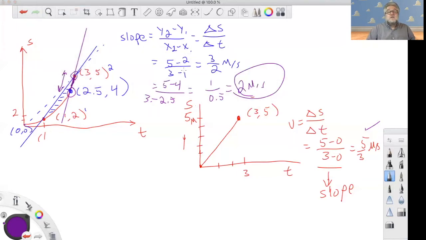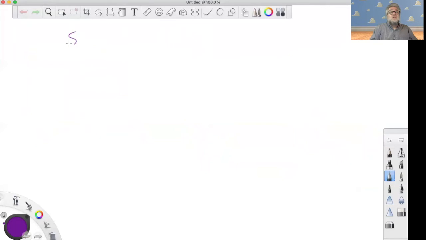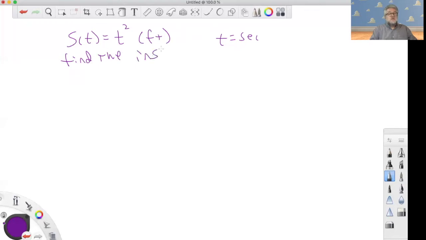Okay, so let's say we have a function. S of t is t squared. And this is in feet. And time is in seconds. And I want to know, find the instantaneous velocity at t equals 3.